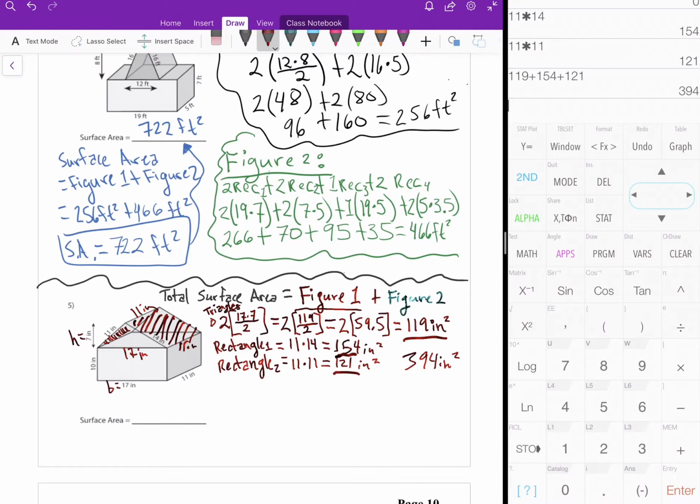So now I'm just going to leave this to the side, right? I'm just going to not box it, but just cloud it around and bubble it. So that's 394 inches squared. So now I've got to do figure 2. So figure 2, let me just clean this up a bit.